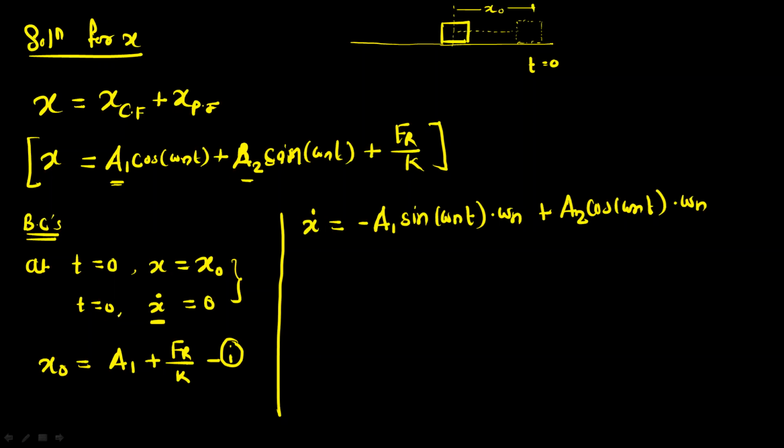Now put this condition t0, x dot 0. So x dot is 0. T0 means this total term is 0 and cos 0 is 1. So a2 into omega n, this is 0. That means a2 is 0.